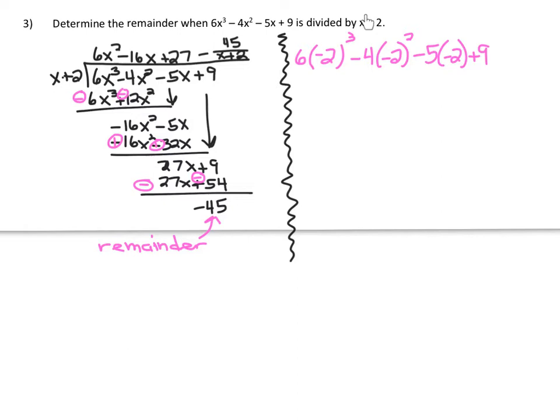All you're doing is, if this says x plus 2, the 0 that would correspond with a factor of x plus 2 would be x equals negative 2. Remember, you change the sign? Then all you have to do is evaluate this. Just figure out what this entire expression is equal to. When you do, you will get negative 45. Same thing as our remainder over here, except this is a lot faster. Plug in a number and evaluate it rather than doing the whole entire long division problem.